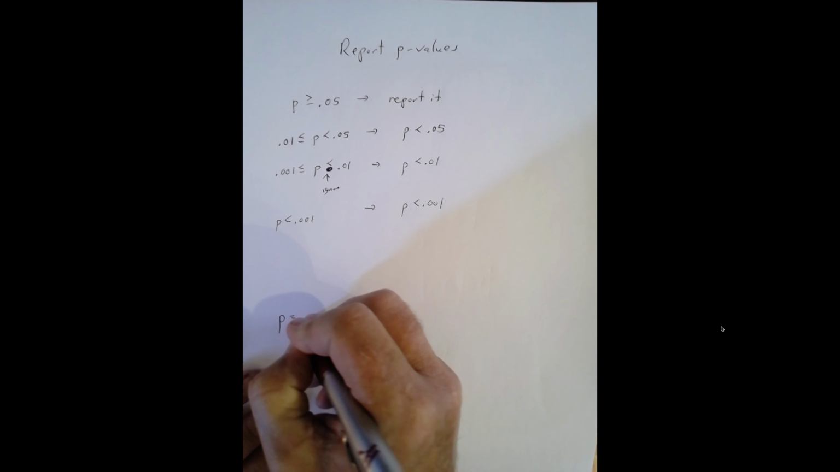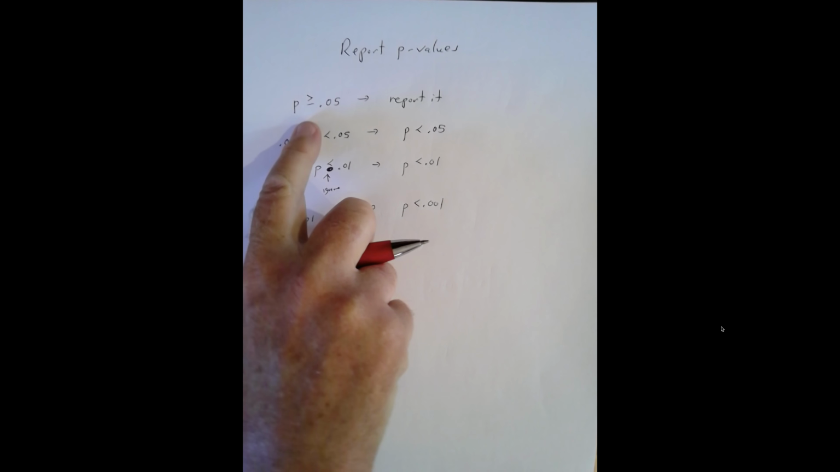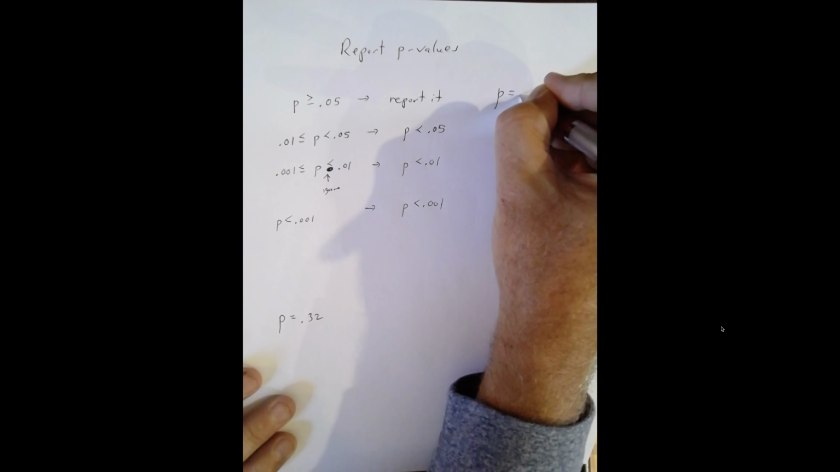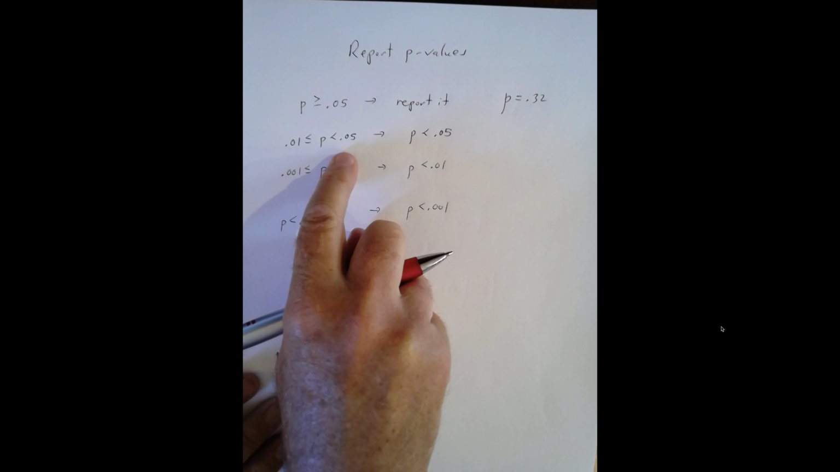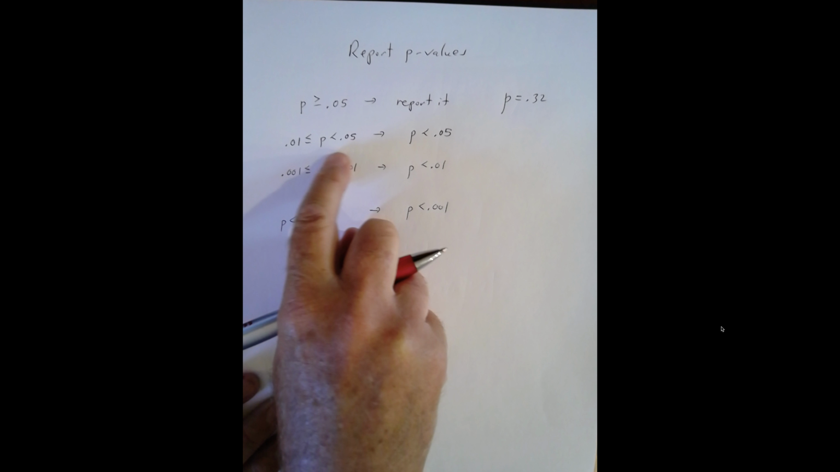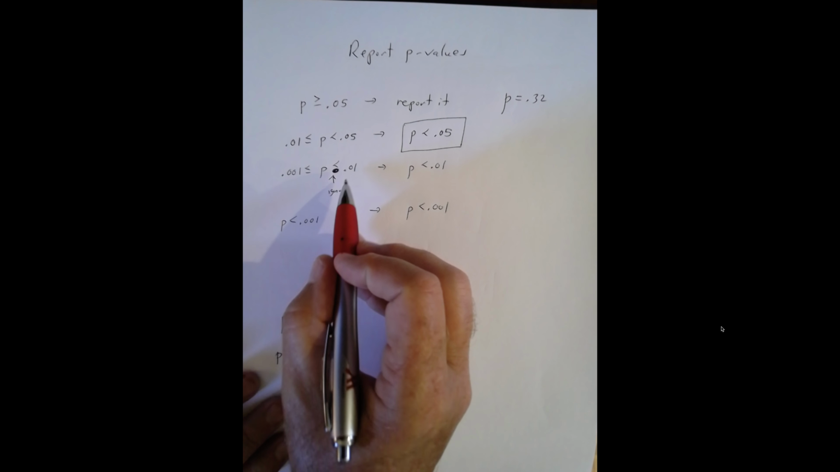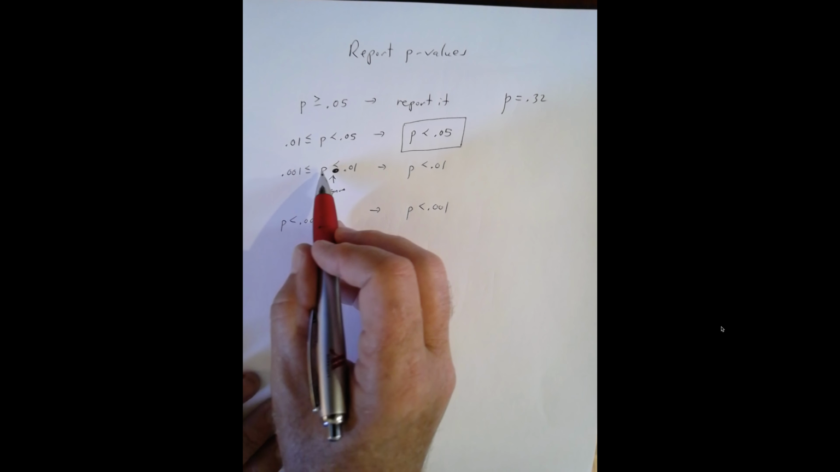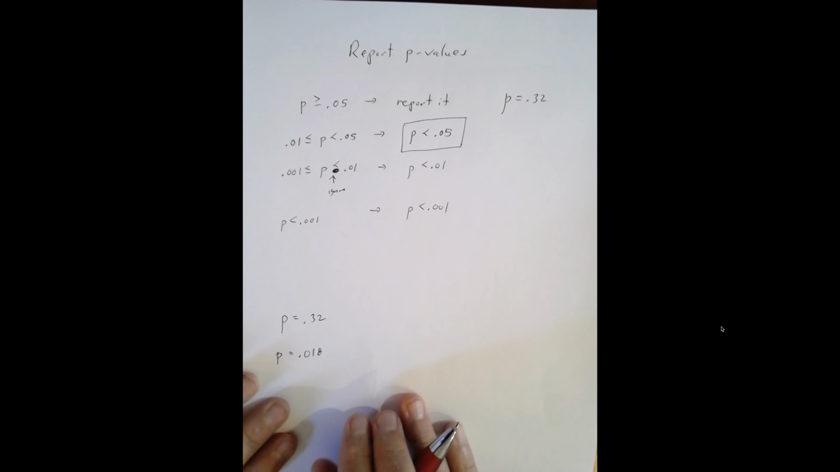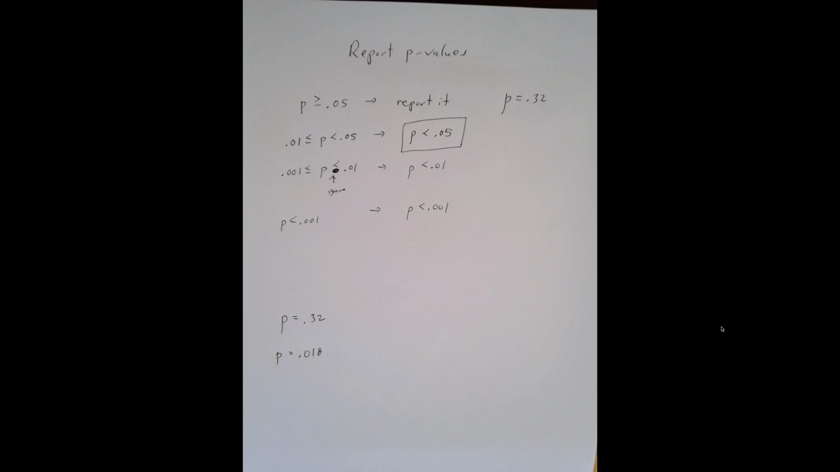So if you get a p-value of 0.32, that's bigger than 0.05, you would report it. If you get a p-value of 0.018, that's less than 0.05, but it's higher than 0.01, so you would report it as p less than 0.05. Anything between 0.01 and 0.001, but greater than or equal to 0.001, you report it this way. So just a little bit of extra information on how you report p-values.